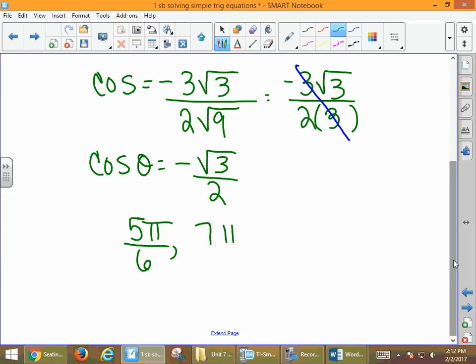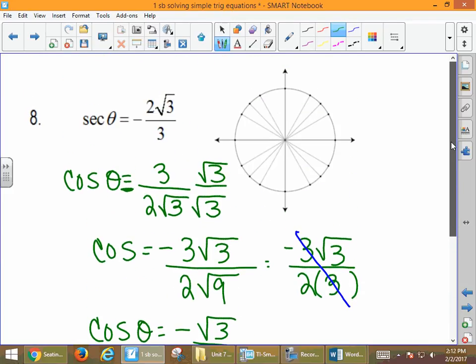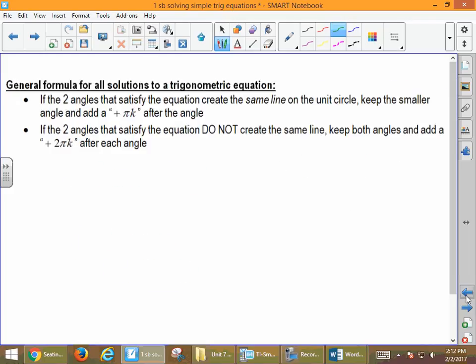7 pi over 6. Now, again, we may or may not need that, but what we want to go back and look at is, where's 5 pi over 6 on the circle? Well, 5 pi over 6 on our circle is here. And 7 pi over 6 is here. And if we connect those two values, does it form a diameter on the circle? No. So what do we do when it doesn't form a diameter on the circle?